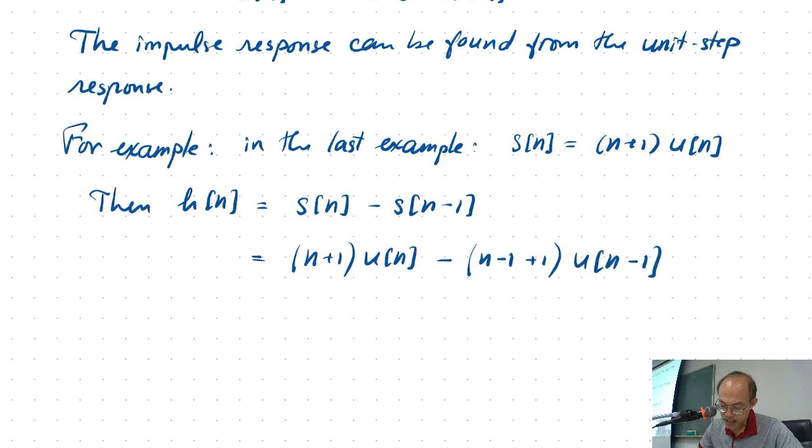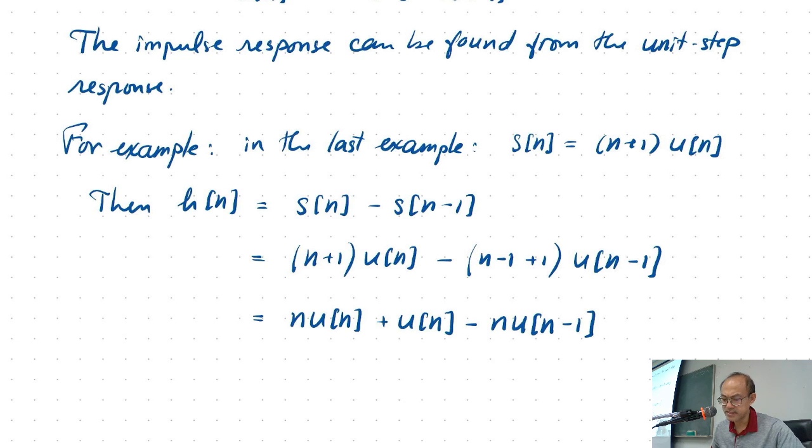And then I have n u of n plus u of n minus n u of n minus 1. So what is this then?